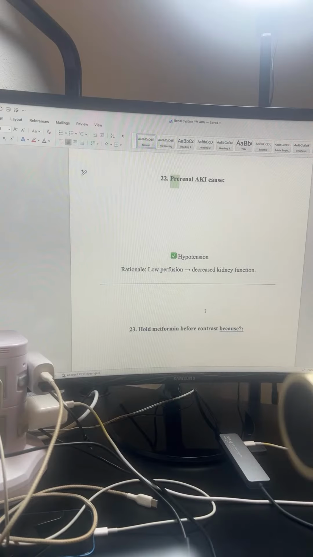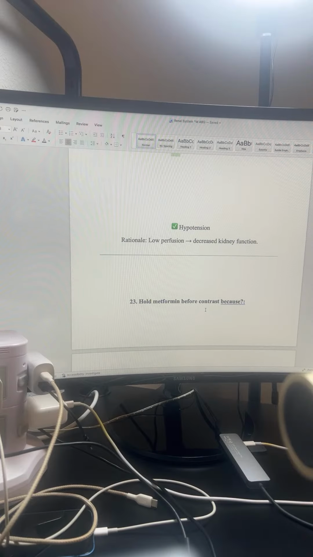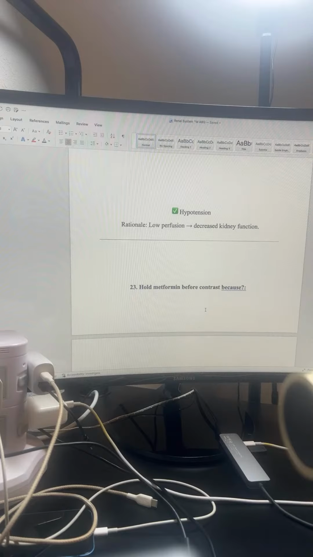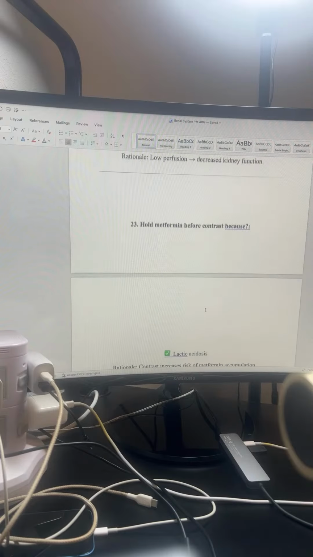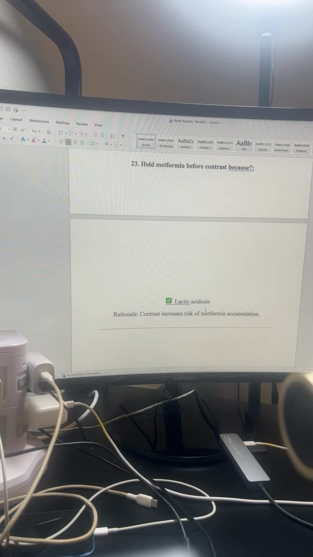Hold metformin before a contrast. You hold it 48 to 72 hours because of the risk for lactic acidosis. Nice. Lactic acidosis, yes. So it increases the risk of metformin accumulation.